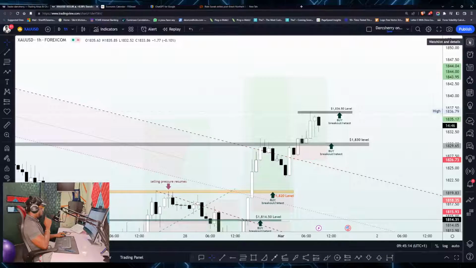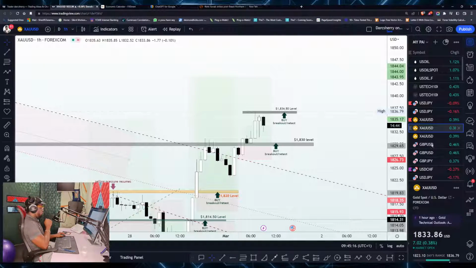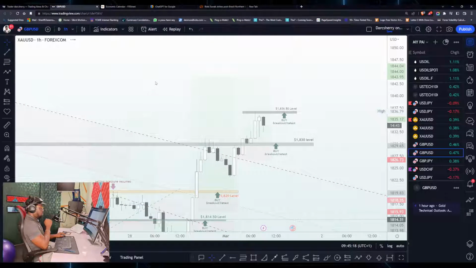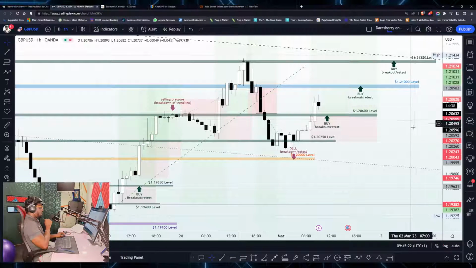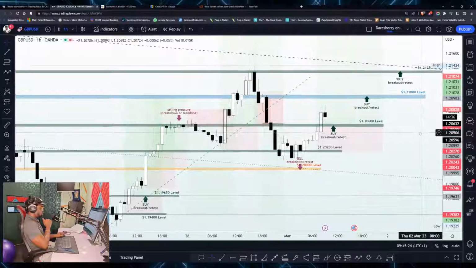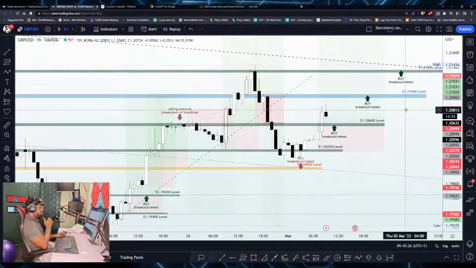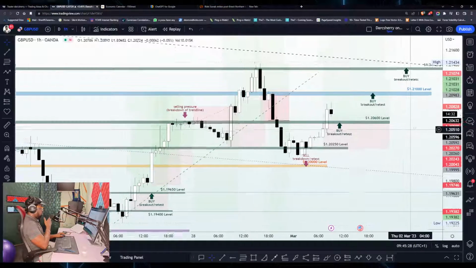So I will be moving into the last pair for today, and that is the GBPUSD. And on the GBPUSD, we have been witnessing some choppy situations here, though since the beginning of the week we have been enjoying some bullish momentum here.